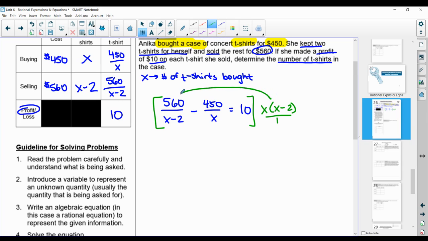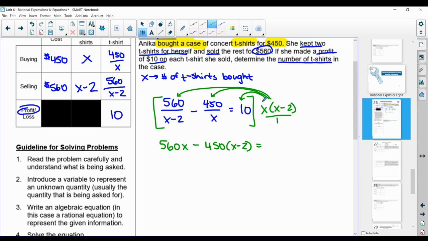So when we multiply through to the first term, we have 560 over x minus 2. Our x minus 2's are going to cancel, and we'll be left with 560x. When we multiply through to the second term, we're going to cancel our x's, and we'll be left with 450 times x minus 2. It's really important that you remember to use those brackets so that we remember to carry the 450 through. And then in our last step, we're going to multiply through to the 10.